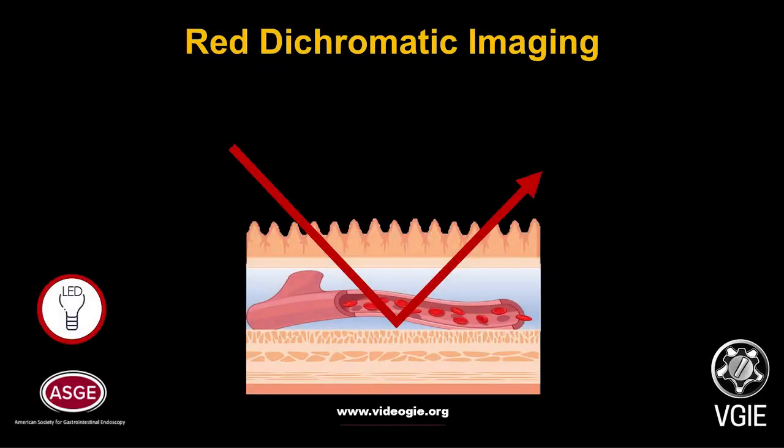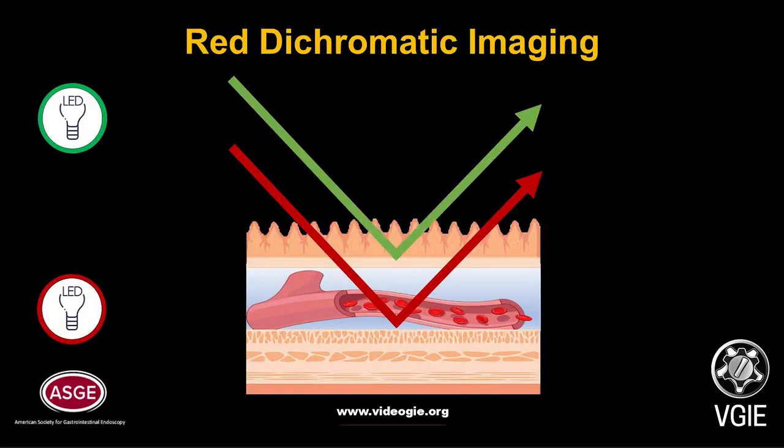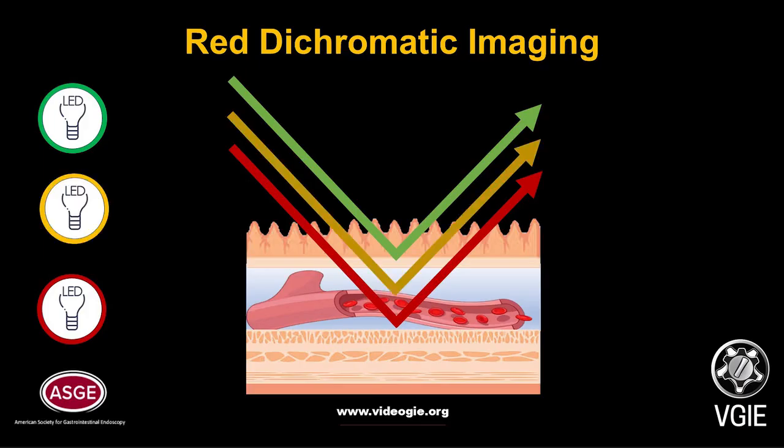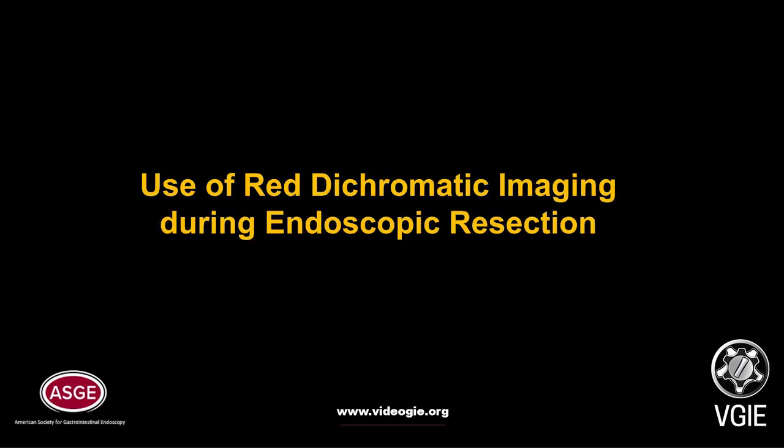With this type of image enhancement, red light penetrates deeper into the tissue than green light. If a blood vessel is present or the blood concentration is very high, as in the setting of active bleeding, the amber light is strongly absorbed, which results in the target area appearing darker than its surroundings. In the following videos, we will demonstrate the use of red dichromatic imaging during endoscopic hemostasis.